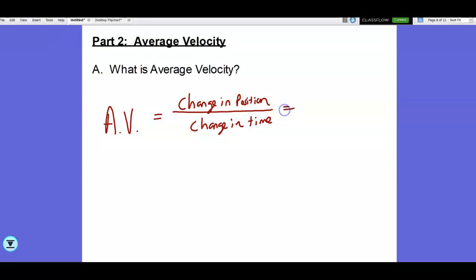Okay? Now, how do we find change in position? Well, that was delta S, and the change in time would be delta t. Delta S can be found by taking your position at the second time and subtracting from that your position at the first time. Delta T can just be found by subtracting your two time values. Now that formula should look a little bit familiar. That's basically our slope formula, right?